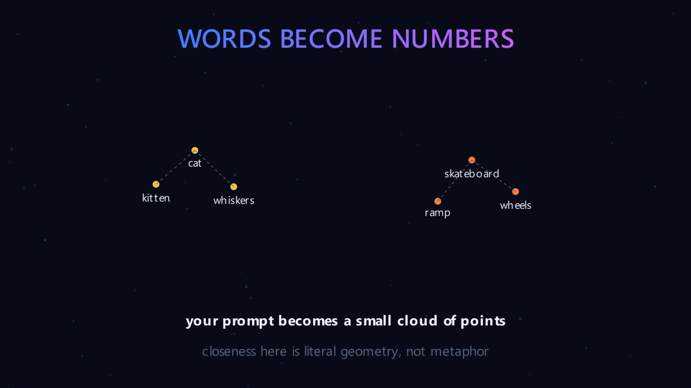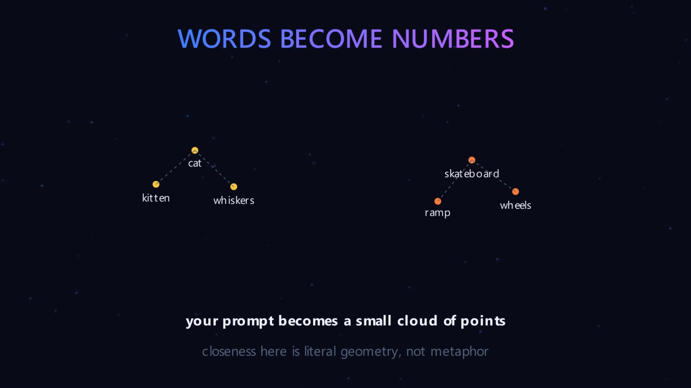Before a word can push a vector around, it has to stop being a word. A text encoder, the same family of model behind Clip, reads your prompt and converts every token into a list of numbers, an embedding. A point in a high-dimensional space where meaning has geometry. Cat lands near kitten and whiskers. Skateboard lands near wheels and ramp. This isn't metaphorical closeness, it's literal Euclidean closeness, measured in a space with hundreds of dimensions. Your 4-word prompt becomes a short sequence of these points, a small cloud of meaning, sitting there in numerical form, waiting to be used.